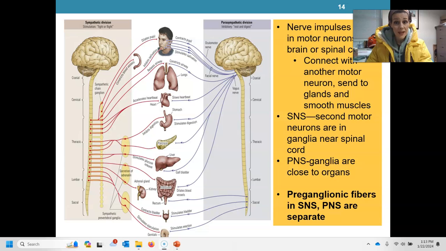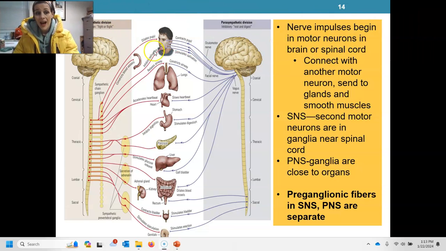So I want to talk a little bit about a couple of different things that you'll need to know about the sympathetic and parasympathetic nervous system. So basically, nerve impulses for both of these systems are going to begin in motor neurons, either in the brain, for example, some of the cranial nerves like the oculomotor or the facial nerve or the vagus nerve, or they're going to be connecting in the spinal cord, such as the thoracic nerves, for example. They're going to connect with a motor neuron, and then they're going to send that information to glands and smooth muscles, the muscles of organs like the heart or the intestines or things like that.